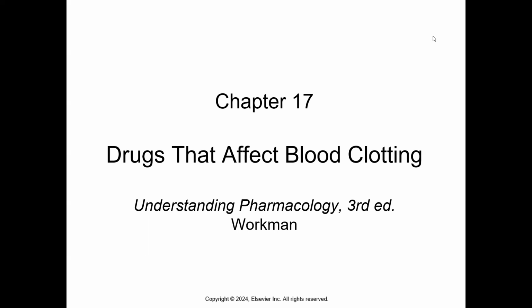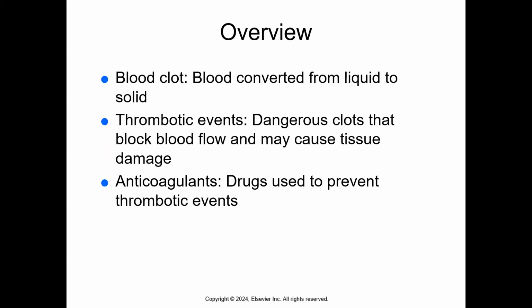There you go. Okay, so chapter 17 is drugs that affect blood clotting. So some general stuff to talk about first. A blood clot is blood that has been converted from a liquid to a solid. We've already talked a lot about how in other classes too, how blood is sticky, right? So it tends to clot or clump together kind of like a snowball.